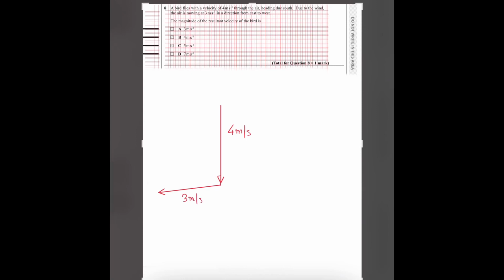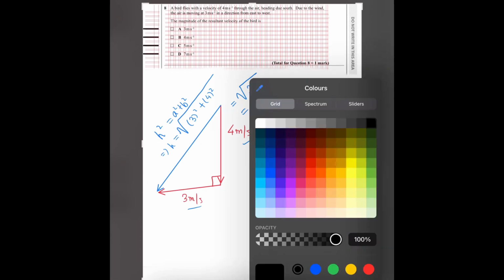This is a right angle, so the resultant velocity will be this. By Pythagoras theorem, hypotenuse squared equals a squared plus b squared. So this resultant will be equal to the root of this square plus this square. So 3 squared plus 4 squared is root over 25, which is 5 meters per second. So the answer to this question is C.